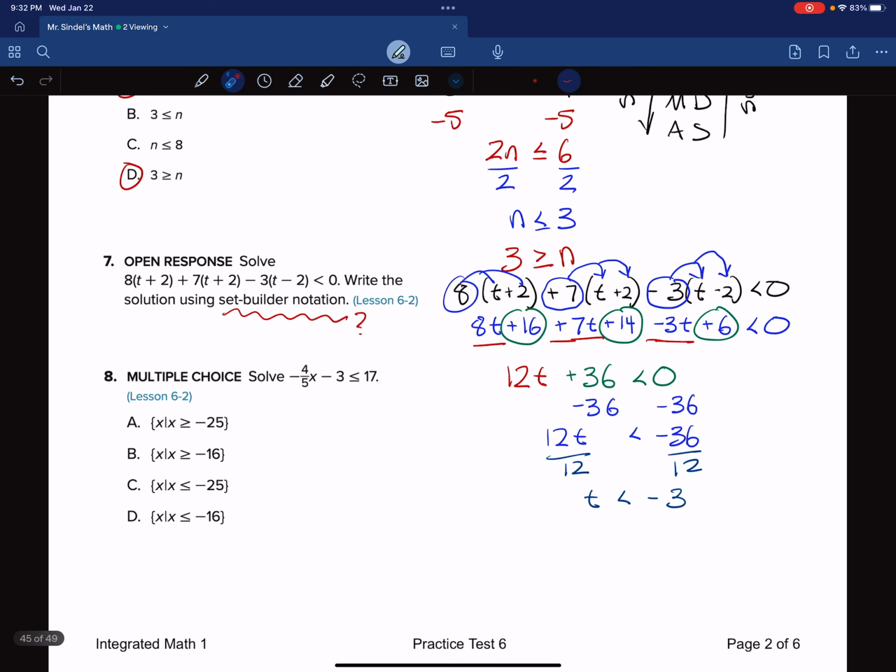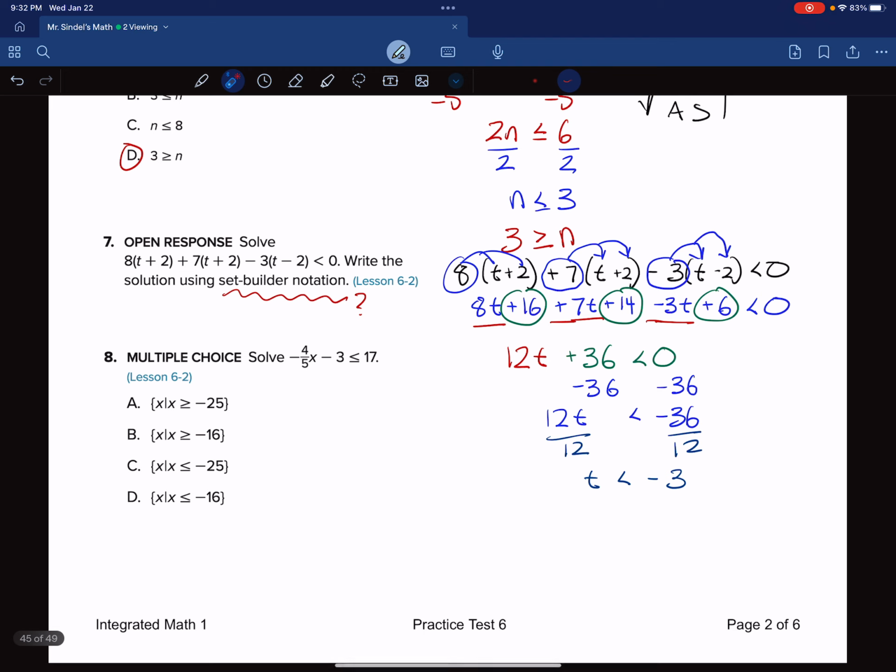Not quite sure what that means, but set notation, I guess. So set notation is the set of all answers where t is the answer such that t is less than negative 3. That is technically how you write the set notation. But I mean, in my class, I'm okay just writing it like that. Perfect. Okay, let's move on to number 8.